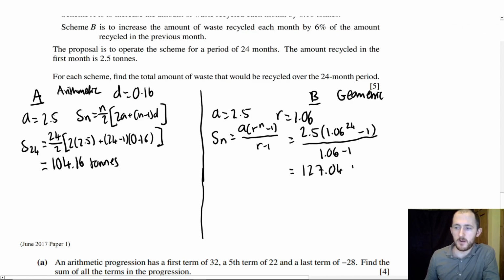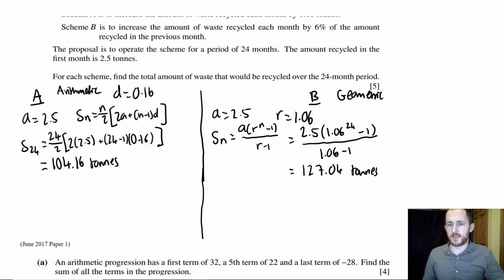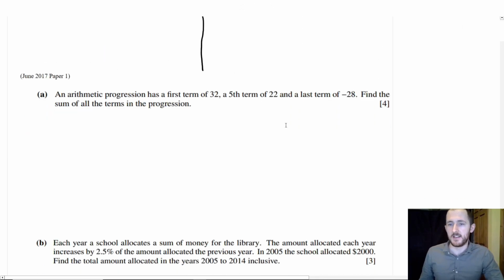So normally a part B, or like another part of the question would be, which one's better? But in this case, it just says, for each scheme, find the total. So I don't need to bother, which is nice. So that's a 5 marker. Again, I don't think that's too bad. I think that's pretty generous, considering we've just used effectively one equation for each one. And they gave us all the information. So we did 2 calculations for 5 marks. Pretty good. Okay.